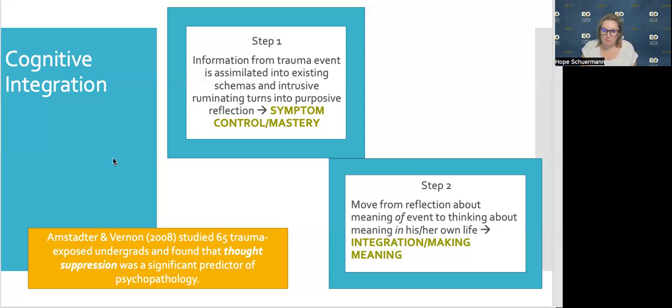The second step is moving from reflection about the meaning of the event, or what all of the things it caused to go wrong, all of the troubles it's put forth in their life, into integrating what it means in their own life. How have they responded to it? How may they start responding differently? How are they going to use it as a bookmark in their life or a jumping off point or something else?